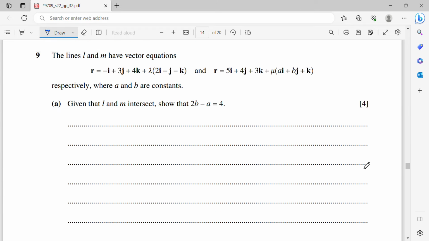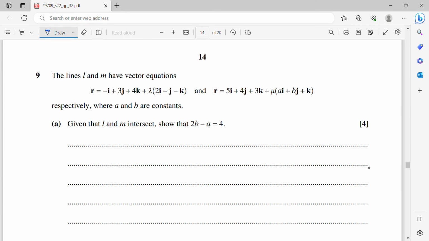Okay, now question 9. The lines L and M have vector equations r equals minus i plus 3j plus 4k plus lambda of 2i minus j minus k. And the second line, this is the line M, is r equals 5i plus 4j plus 3k plus mu of ai plus bj plus k, where a and b are constants. Now, part A, given that L and M intersect, show that 2b minus a equals 4.